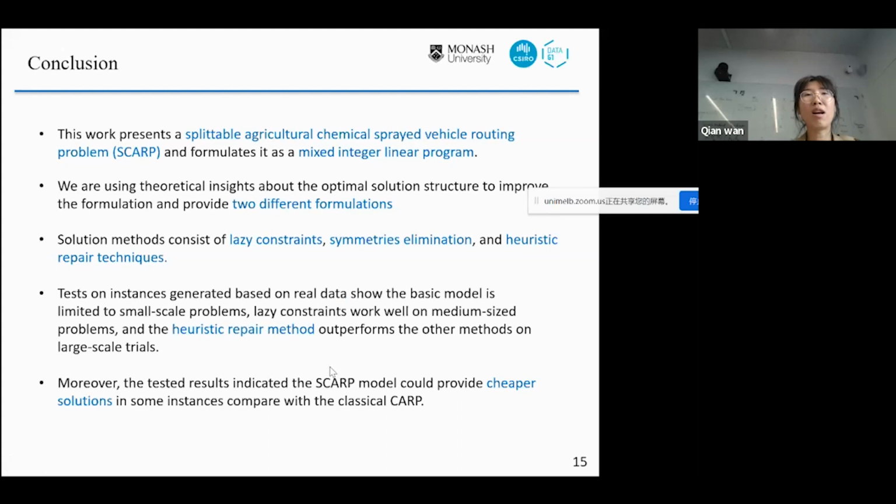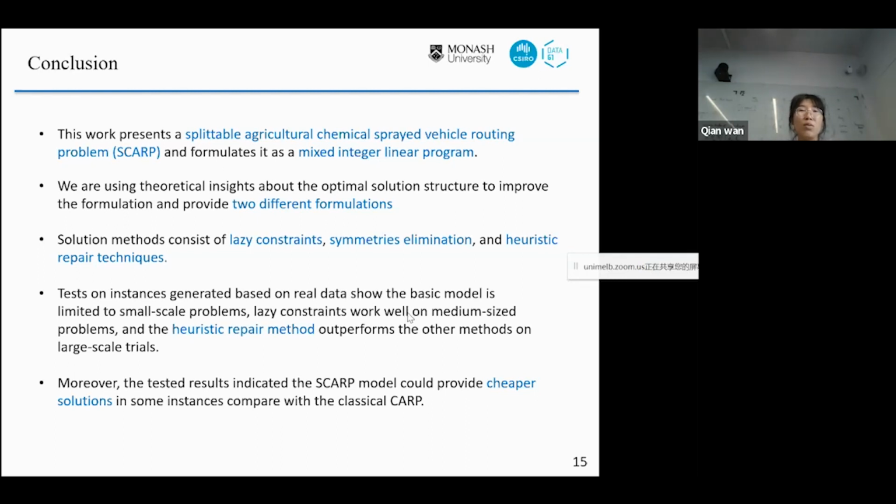Now I'll make a short conclusion of my previous presentations, previous sections. The work presents a splittable agriculture chemical spraying vehicle routing problem, and formulates it as a mixed integer linear program. And we are using theoretical insight about the optimal solution structure to improve the formulation. We provide 2 different formulations. The first one is the basic splittable model, and the second one is the large edge demands model. The solution methods consist of lazy constraints, symmetry elimination, and heuristic repair techniques.